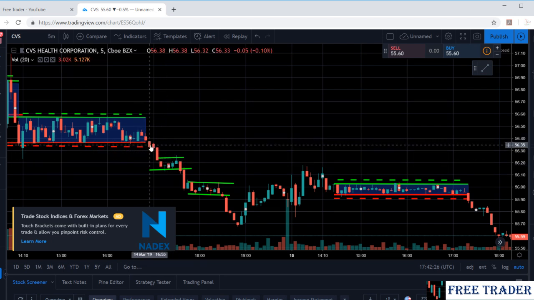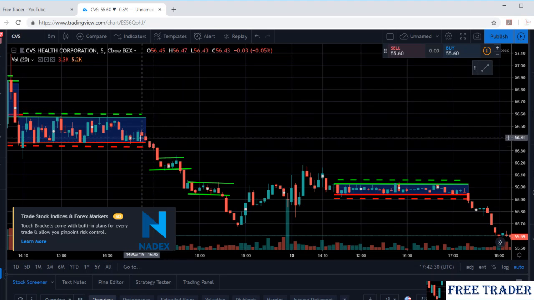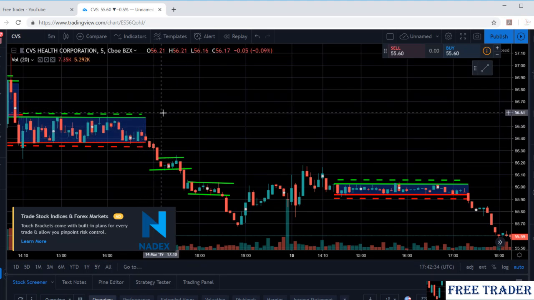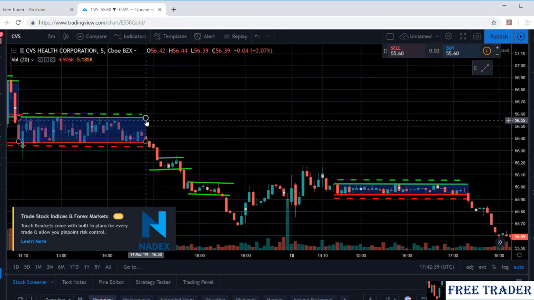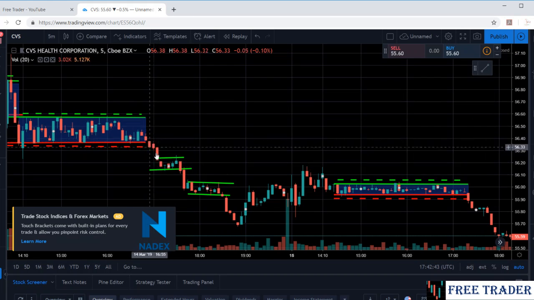And this is short selling anyway. It's not a long play. It means that you are not buying it for the stock to go up, but you are short selling in here and you'll be making money.